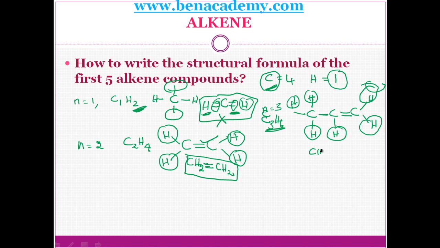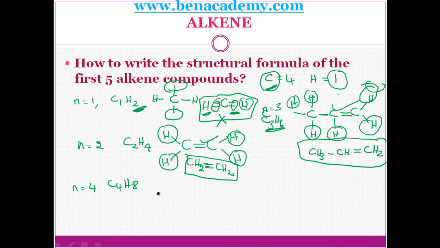So you will get CH3 bond CH, then double bond CH2. Okay, so this is a condensed formula of alkene having 3 carbons, and here is a structural formula of the alkene having 3 carbons. Now can you write for 4? If the number of carbons are 4, what will be the formula?